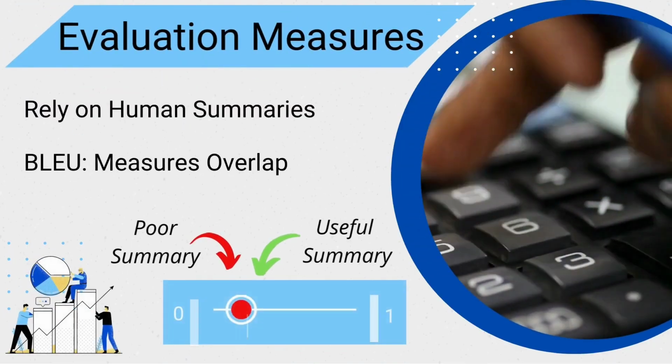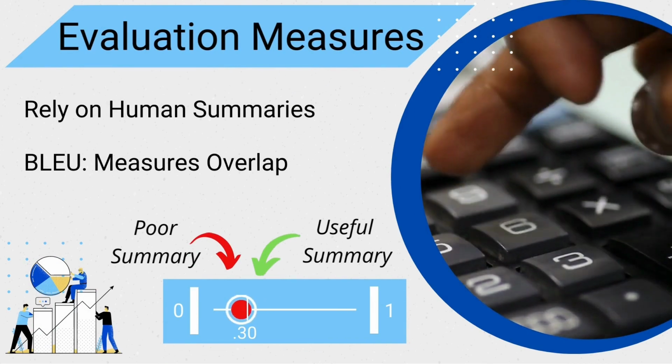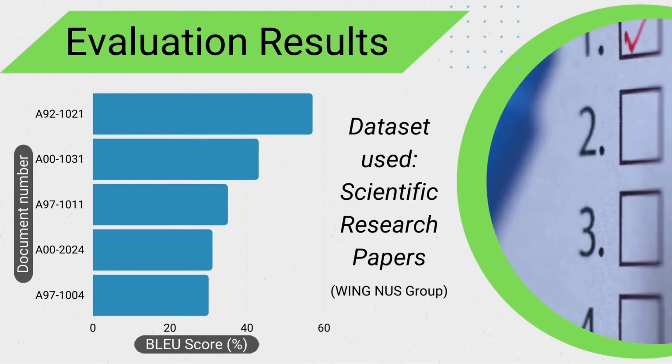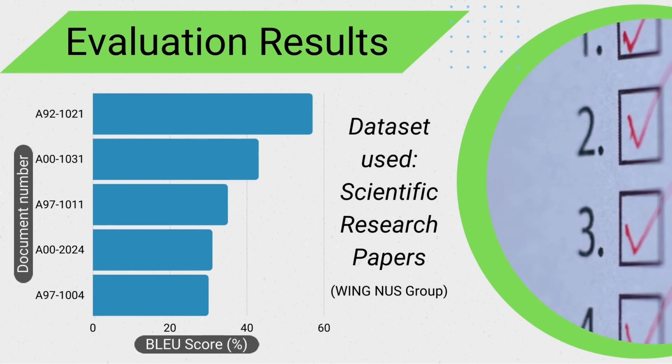All models use a human summary for evaluation. We used BLEU to compute the precision. It measures the n-gram overlap and lies between 0 and 1. We tested our system on different documents from a dataset of research papers, and the results indicated reliable summaries.